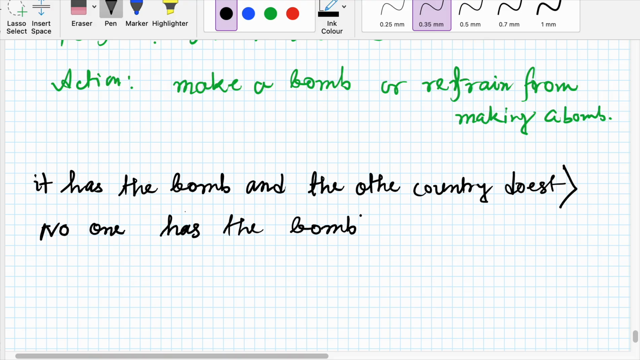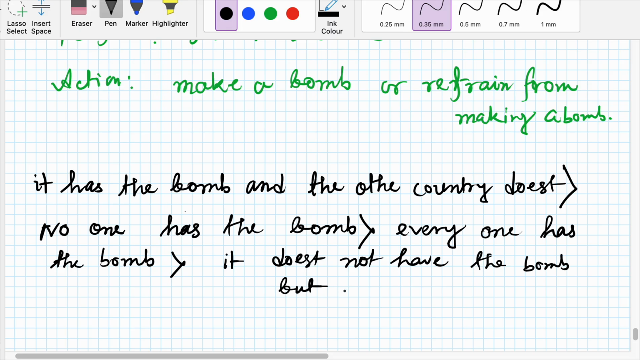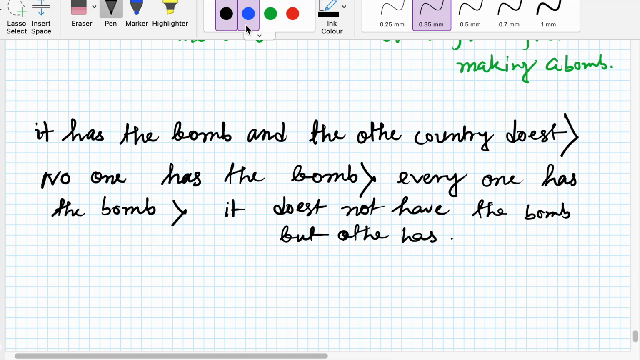Then the next preferred outcome will be that everyone has the bomb. What will be the least preferred outcome? That it does not have the bomb but the other does.